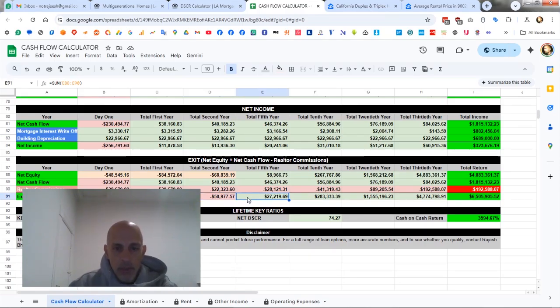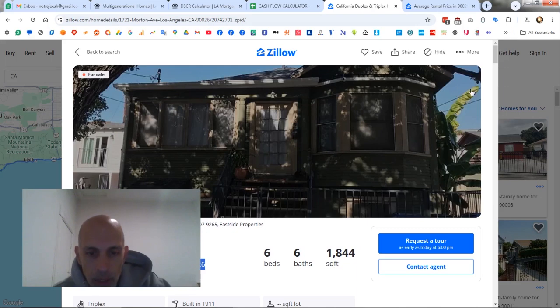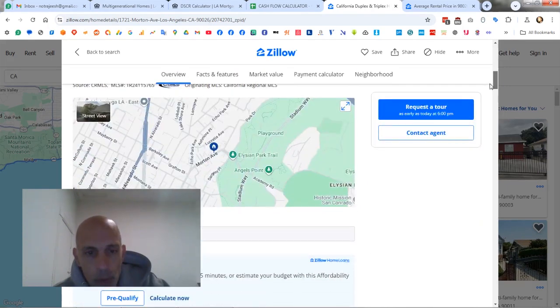In your first 2 years, fifth year you make $27,000 in profit. 10th year, $283,000. 20th year is where it starts getting interesting, $1.5 million. 38th year is $4.7 million. And if you look at the lifetime returns on everything, you're looking at a $6.5 million exit, almost a 10x return on the price, but actually cash on cash return of almost 3,600%. This place is ridiculous. This is a gem. Assuming these numbers check out, of course.